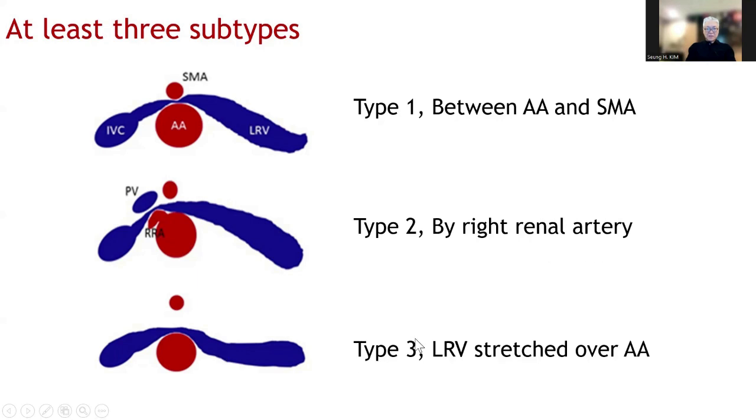And in the third type, the left renal vein is stretched over the abdominal aorta. The aortomesenteric space is not narrow, and there's no compression by the right renal artery. The left renal vein is compressed here by stretching over the abdominal aorta. So these are the main 3 subtypes of the Nutcracker.